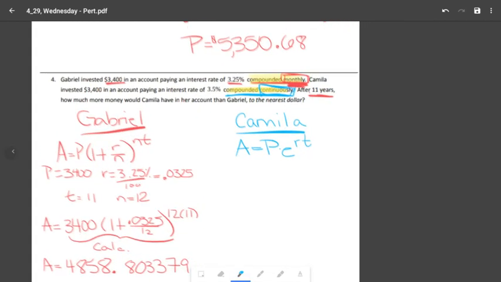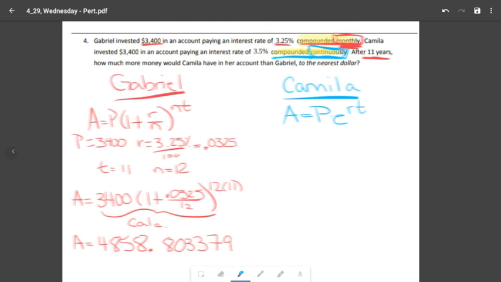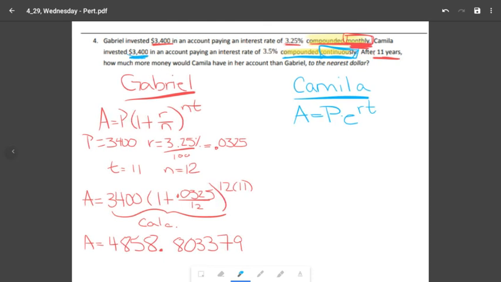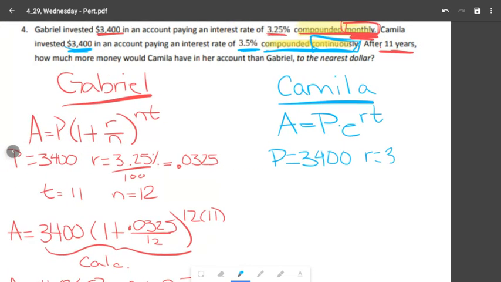Okay, Camilla, she is investing $3,400. So her P is also 3,400. She has a rate, though, of 3.5%. So divide by 100, we have 0.035. And she is looking at 11 years also. So T is 11.